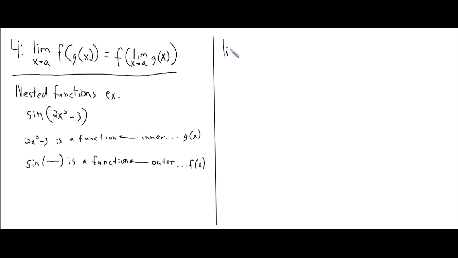So the way this relates to the limit properties is that if we had the limit as x approaches a of sine of 2x squared minus 3, we can rewrite that as the sine of the limit as x approaches a of 2x squared minus 3. So remember that the limit of 2x squared minus 3 is just going to be a number. And then you're going to take the sine of that number, and that's going to give you your final answer. So you take the limit of the inner function, 2x squared minus 3, and then you plug that into your outer function, which is sine.